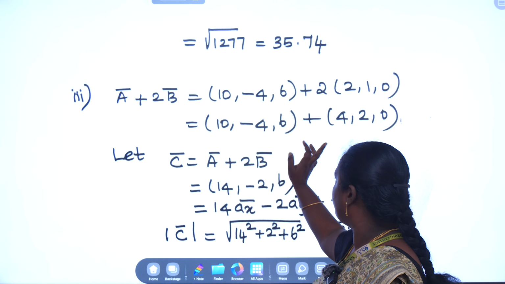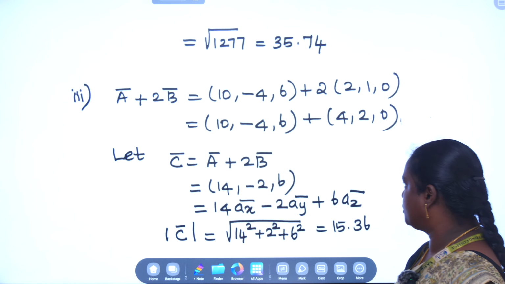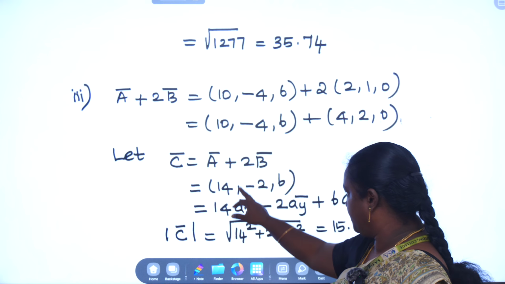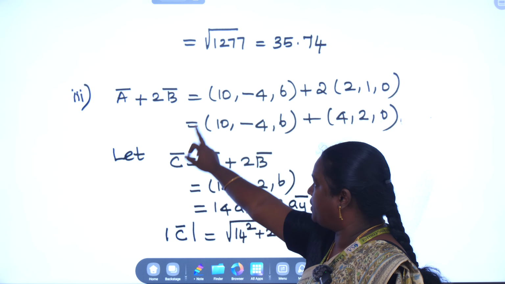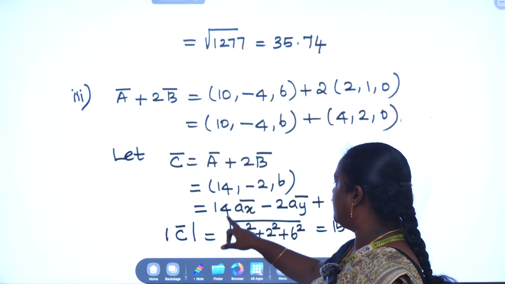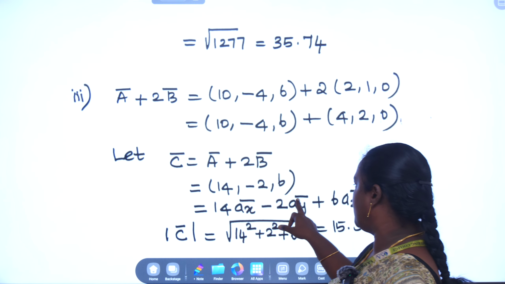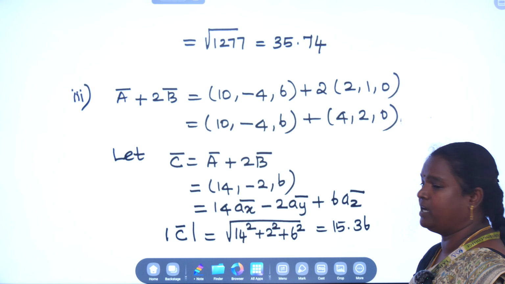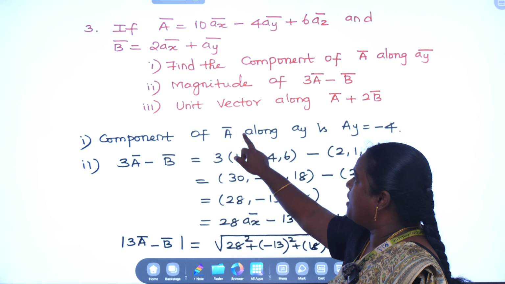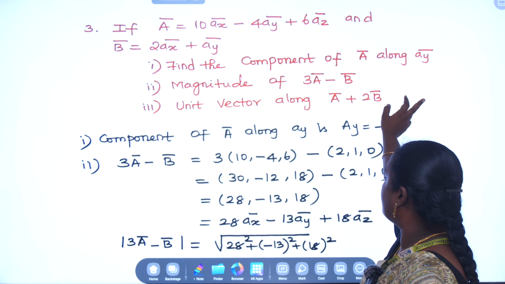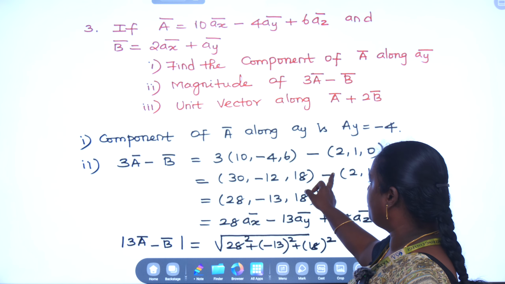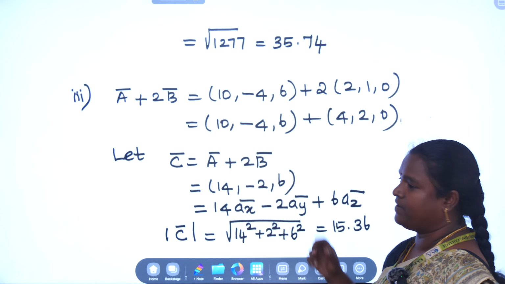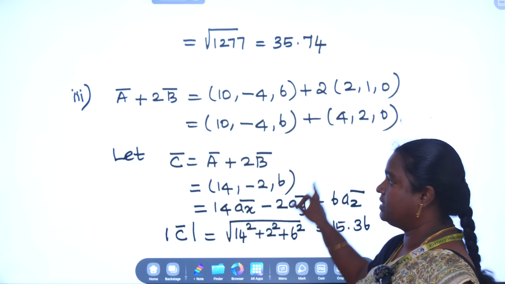So directly add these vectors. 10 plus 4 is 14, minus 4 plus 2 is minus 2, 6 plus 0 is 6. And the last one is finding the magnitude of this A plus 2B. Root of 14 square plus minus 2 square plus 6 square, we get the answer as 15.36. So this is the given question. Find the component of A vector along y direction, magnitude of 3A minus B, which is 35.74, and the magnitude of A plus 2B, which is 15.36.